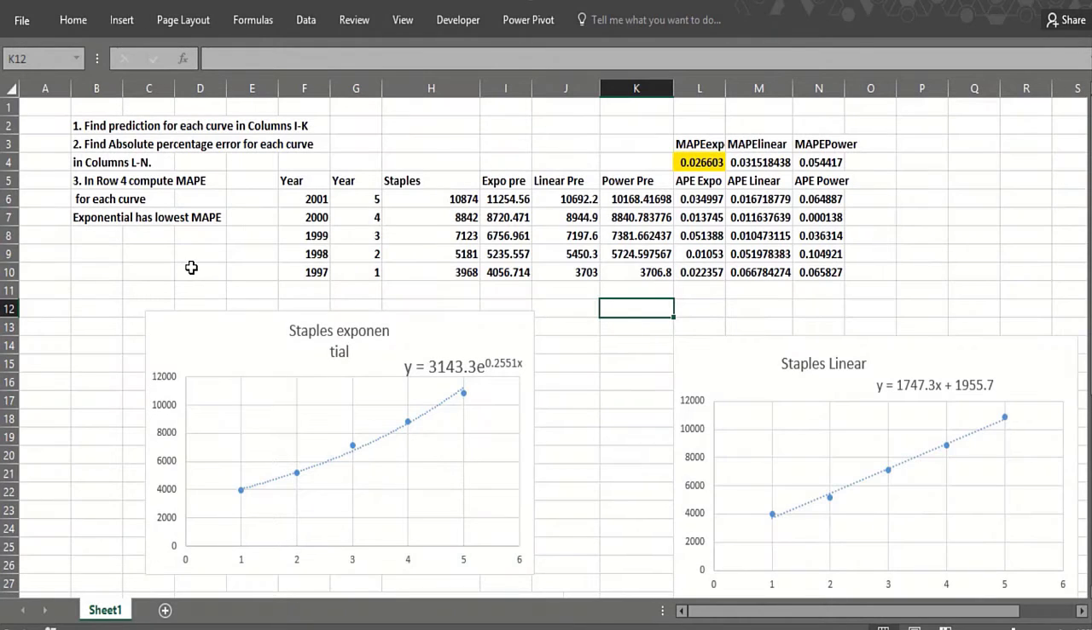Sometimes when you fit an exponential curve, a linear curve, and a power curve to data, it's not clear which is the best fit. So how can you determine what's the best fit? For example, here we have 5 years of Staples revenue, 1997 through 2001, labeled year 1 through year 5.